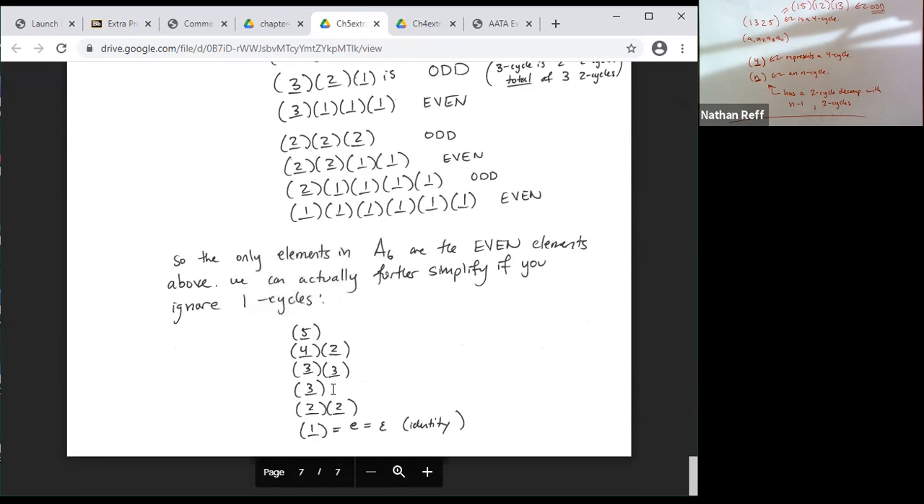So does that kind of make sense? The only way you could really solve that is by looking at all of Sn and then figuring out which ones are even and which ones are odd, okay? But even doing that can take you some time.